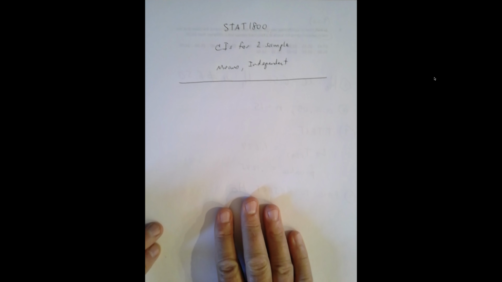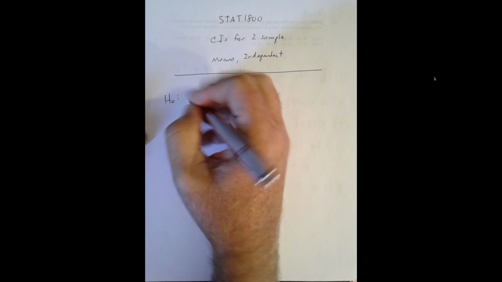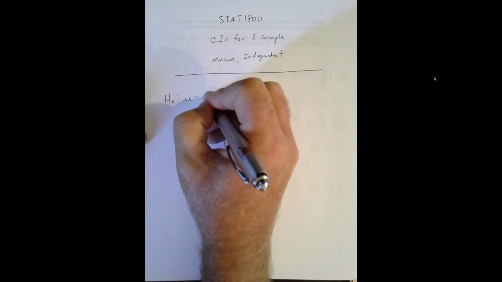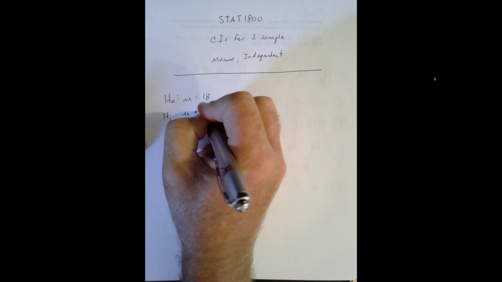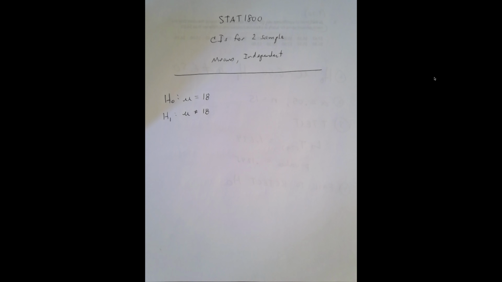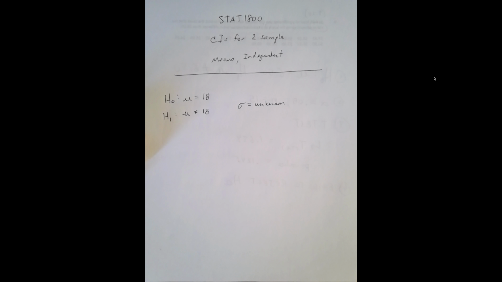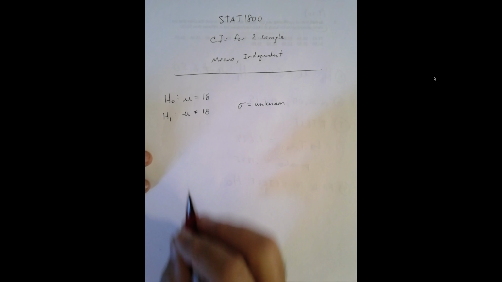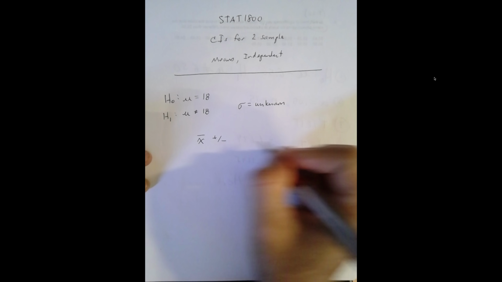All right, I think it's easier to learn new stuff if you embed it in something you already know. So if I'm conducting a one sample test where H sub 0 is mu equal 18 and H sub 1 is mu not equal 18, and let's say the population's standard deviation is unknown. A confidence interval would be built around our sample mean x bar, and then we would add and subtract the margin of error.